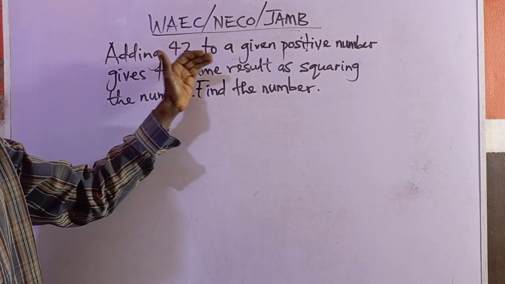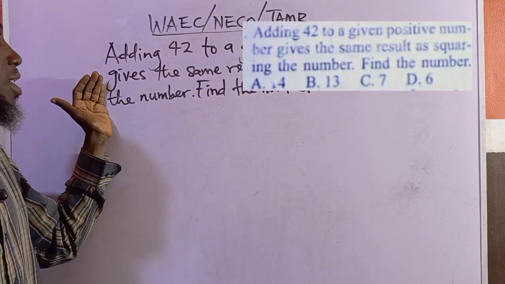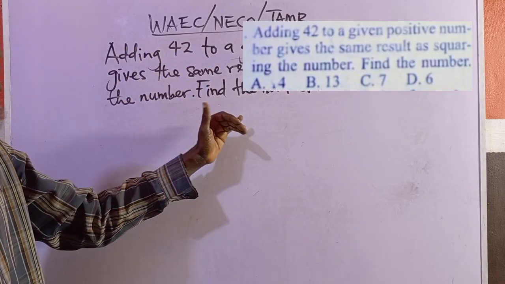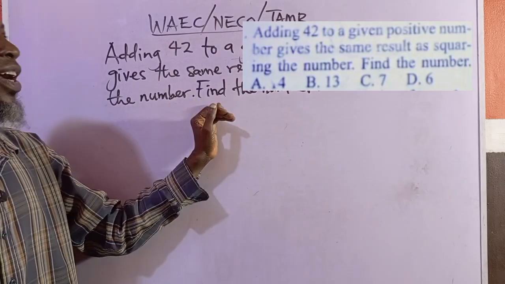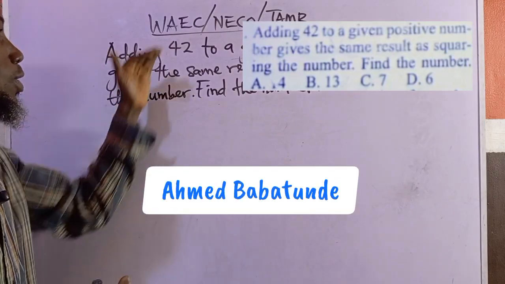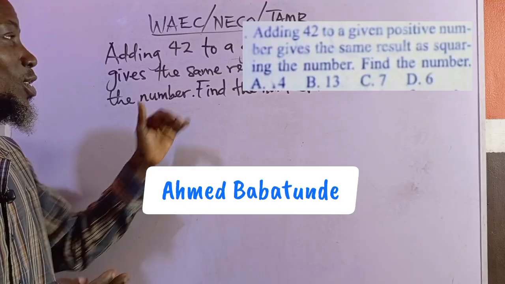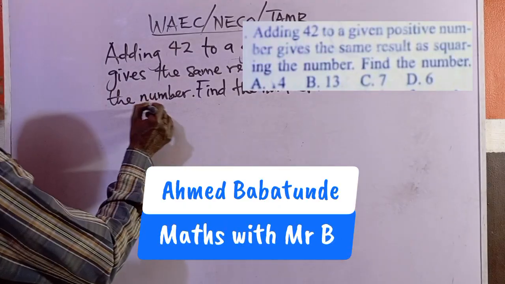Adding 42 to a given positive number gives the same result as squaring the number. Find the number. So let's see how we are going to interpret this and then solve the question. Solution.